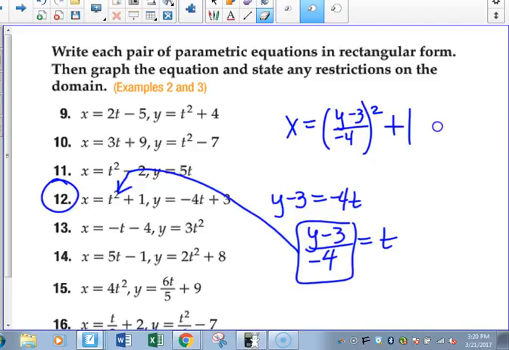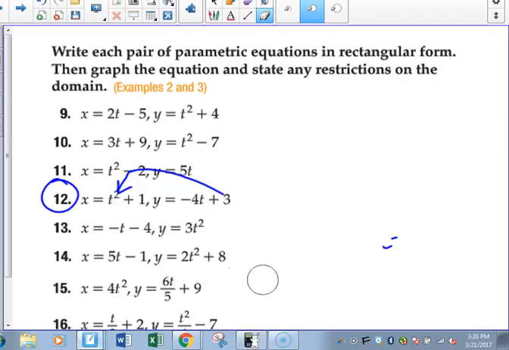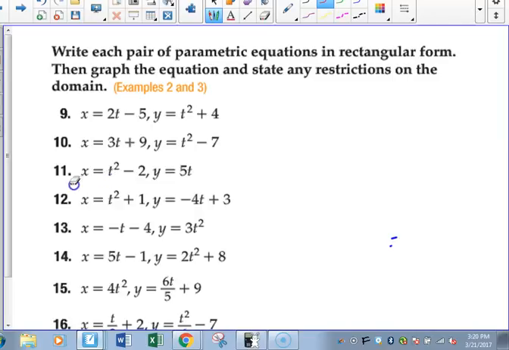What was assigned on 9 through 15, guys? Does anybody know which one? 7 through 15 odd were assigned? Okay, so let's do 13. How could we eliminate t on that one?